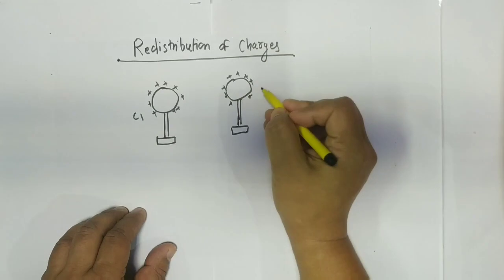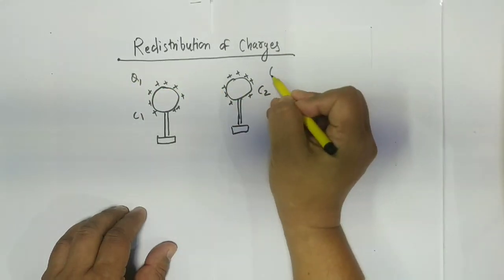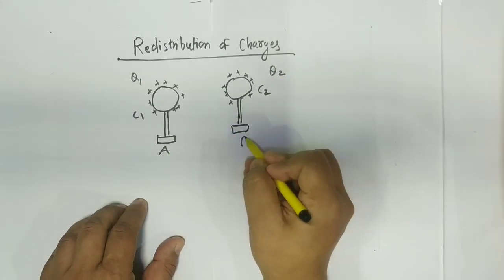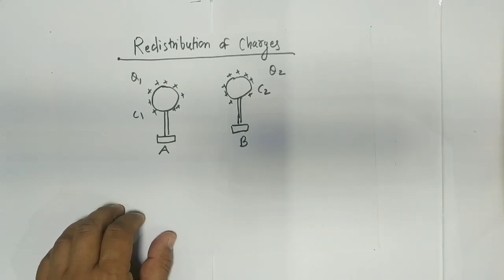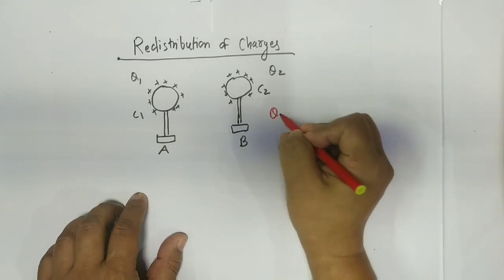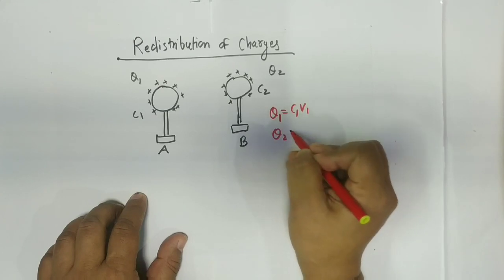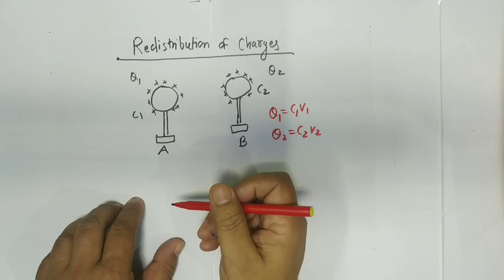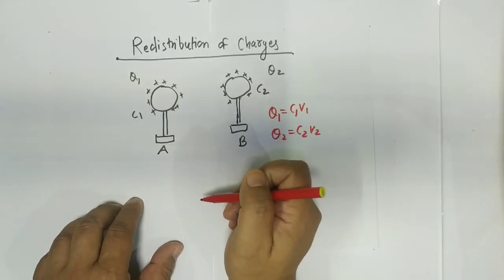One has capacitance C1, the other C2, and the charges are Q1 and Q2. These are A and B, the two conductors which we have taken. And you know the charge Q1 is C1 V1, and Q2 will be C2 V2. C1 and C2 are the capacitances, Q1 and Q2 are the charges.